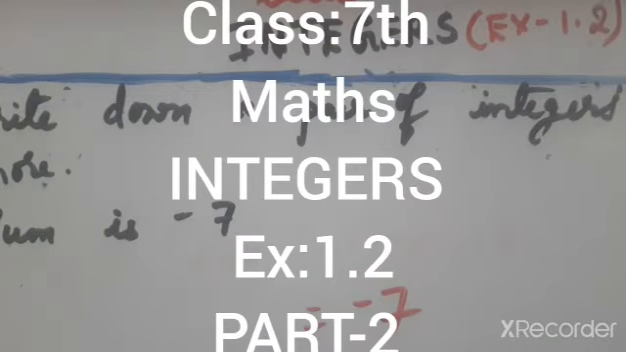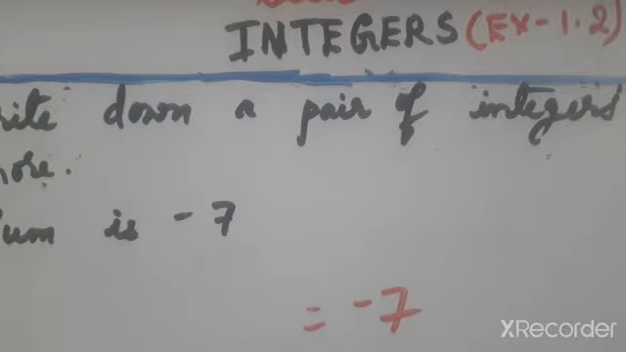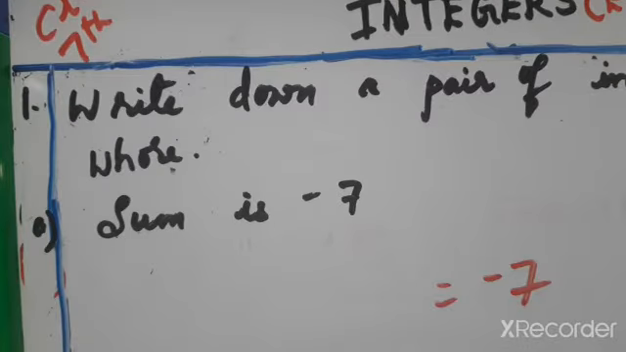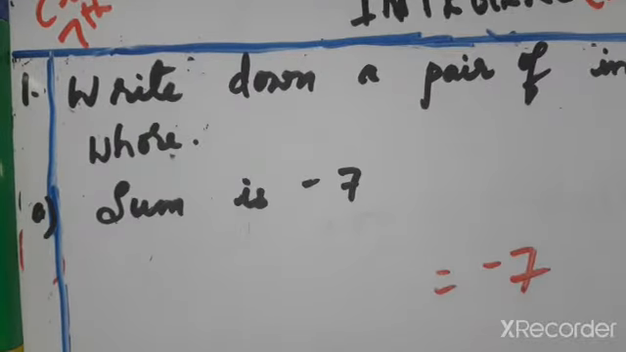Exercise 1.2, first main: write down a pair of integers whose sum is minus 7. Here the answer is given, and now you have to find the question. The right side number is given, so now you have to find the left side integers. Here we get different types of answers, because the answer is minus 7.